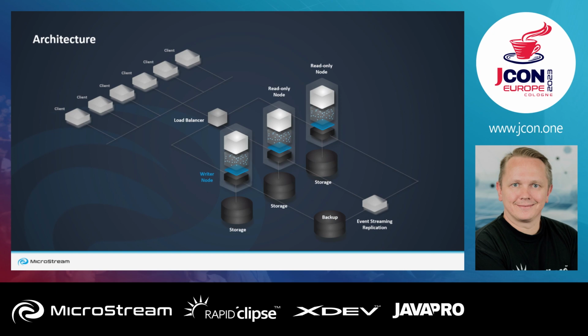Okay, that is the architecture of the cluster itself. We start at the load balancer in front. That could also be multiple load balancers on higher tier sizes. We have one writer node on the left, and you see the different replicas. Each replica has its own storage. We have a backup node in the background, and we have some event streaming to do the replication.